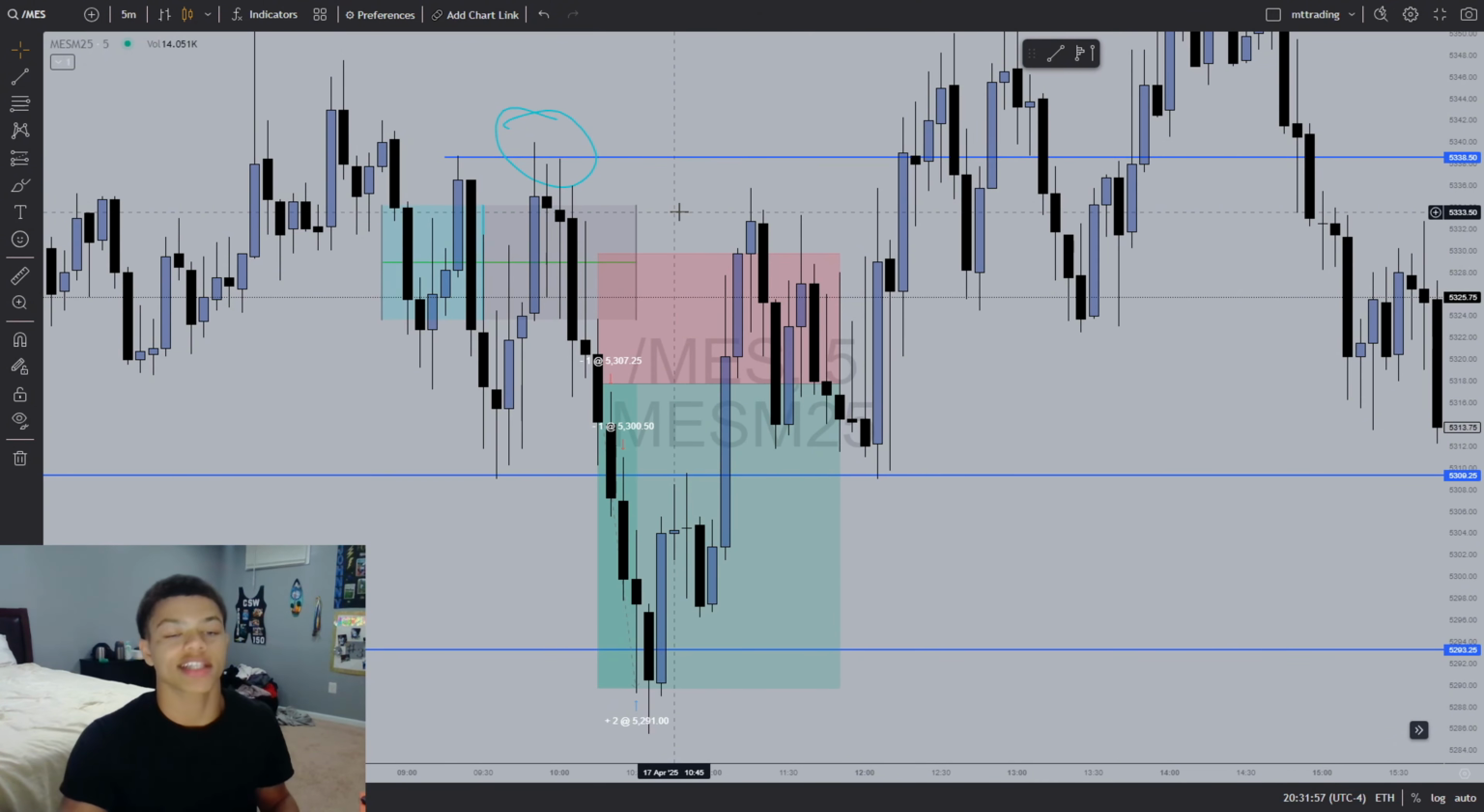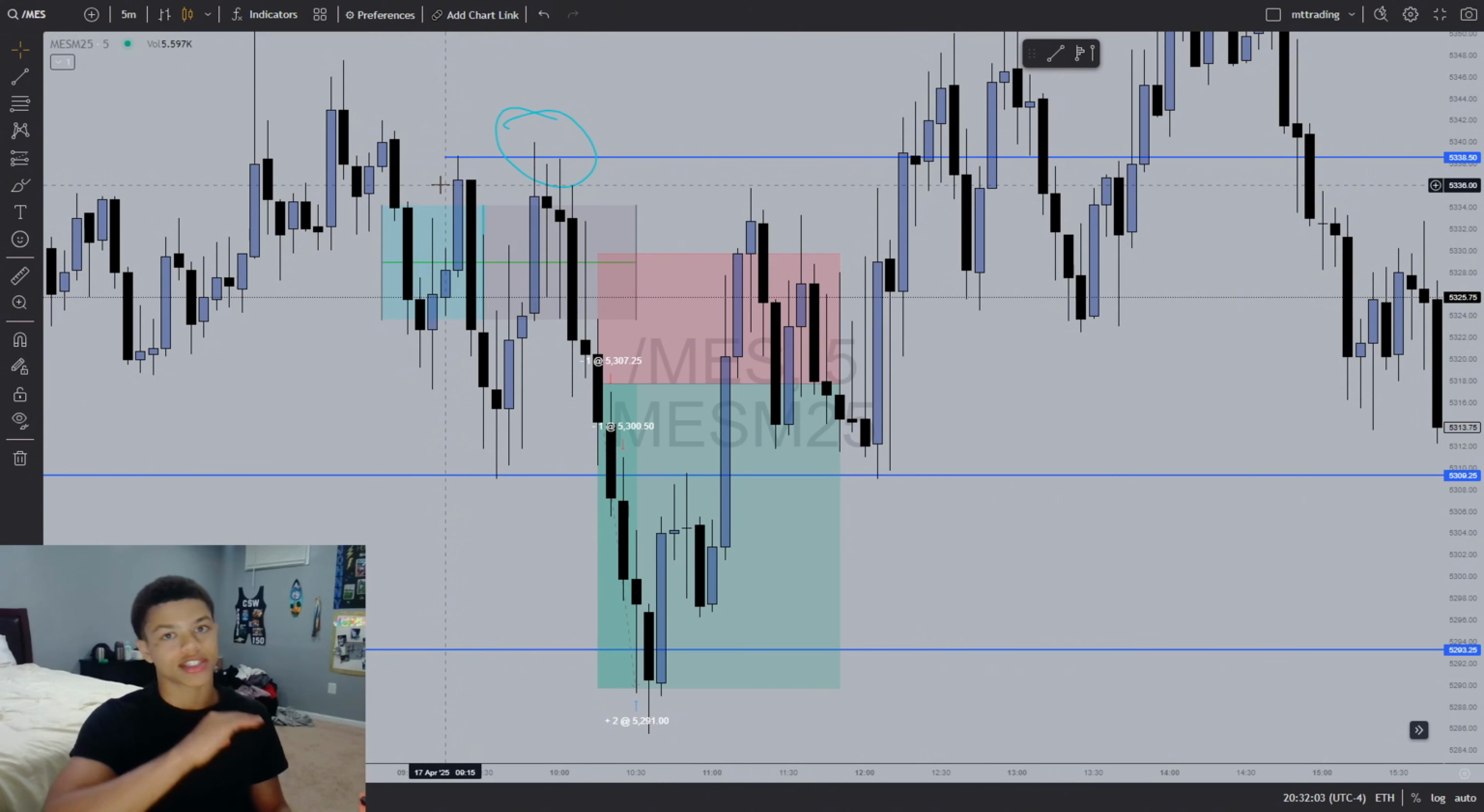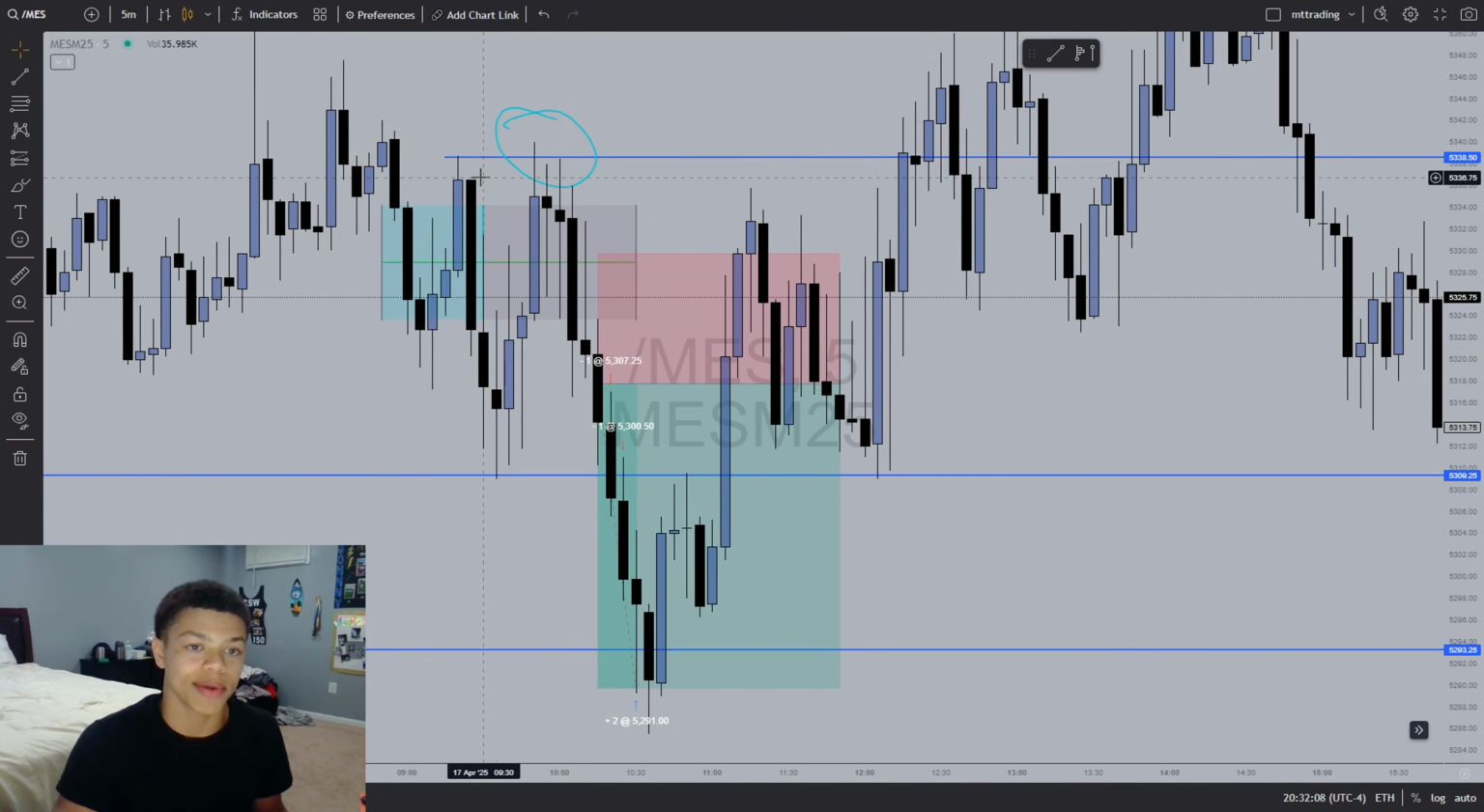We want to see that respected structure be broken up. And you see that we broke this structure. I'm not going to say we broke the structure, but we wicked out of this structure a couple of times, right? We came up here, wicked out of it, came up here, down here.